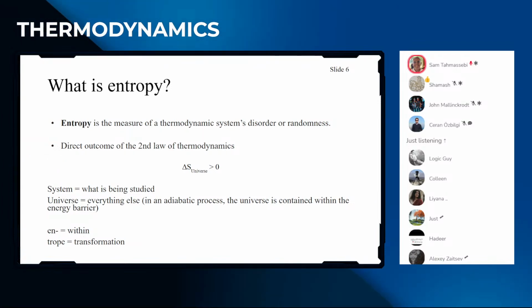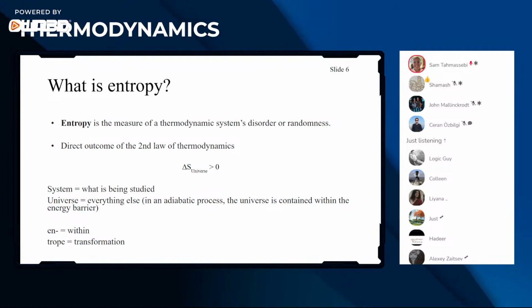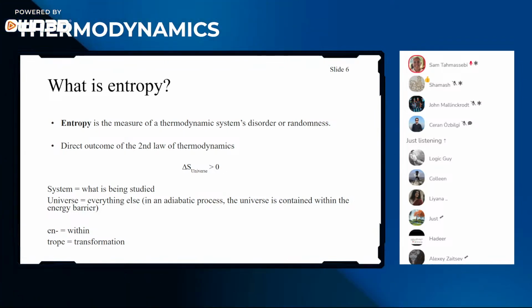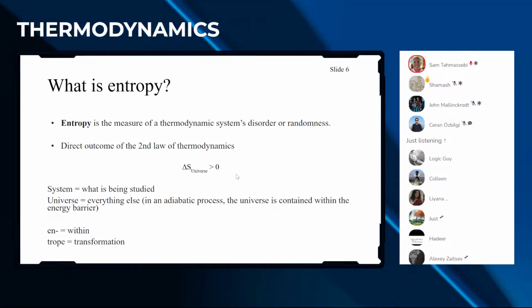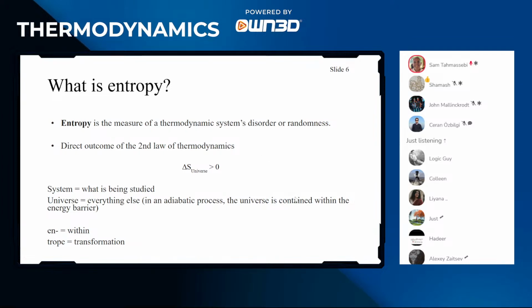So if we have an adiabatic process, adiabatic means that there is no energy transfer between what we're doing and the outside. So bomb calorimetry, which is a highly thermally isolated device, is an adiabatic system. In that case, the system is the reaction that we're studying, and the universe is everything else inside of that bomb calorimeter. So we're not talking about galaxies and whatever when we say delta S of the universe has to be greater than 0.